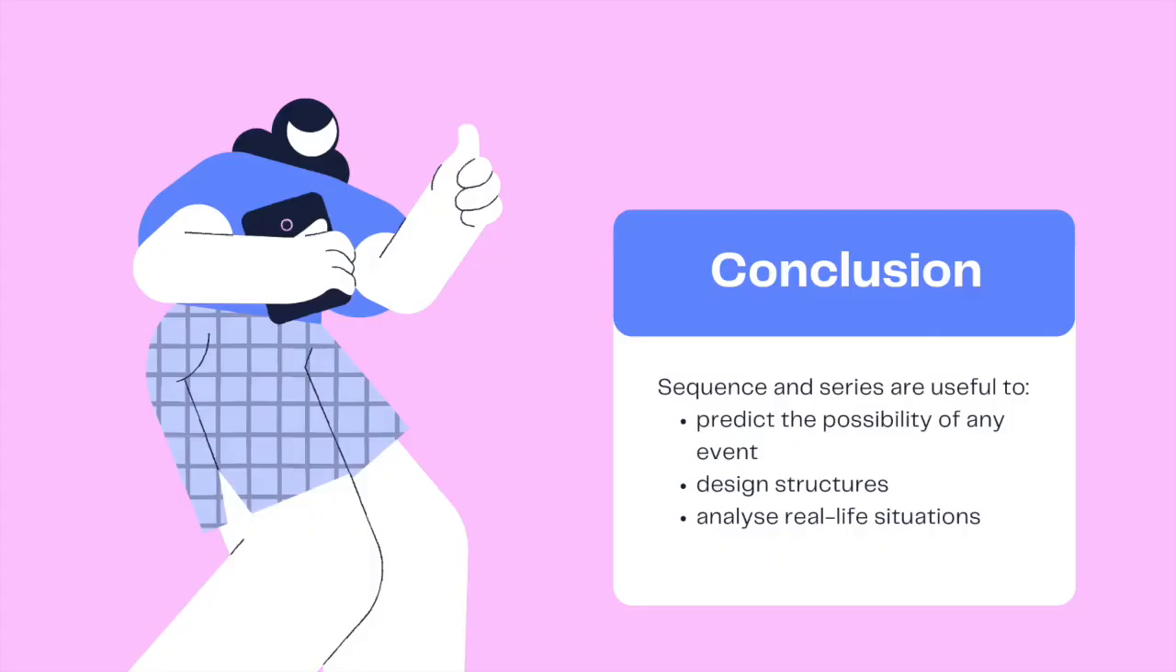As a conclusion, sequence and series are useful to predict the possibility of any event, to design structures, and also to analyze real-life situations. These are just a few examples of how this topic can be useful. But for your information, sequence and series can be applied in almost all aspects of our lives. We just have to analyze how it can be used, and having knowledge about this particular topic can give us a different perspective on how things happen in our life.